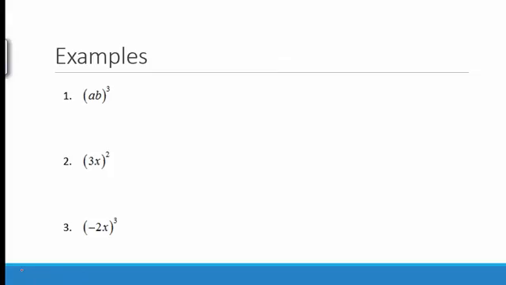Let's see why this property works. We have a product a times b that we're raising to the third power. Let's expand this using our knowledge of exponents. ab raised to the third means a times b times a times b times a times b. We can use the associative laws and the commutative laws of multiplication in order to rewrite this.